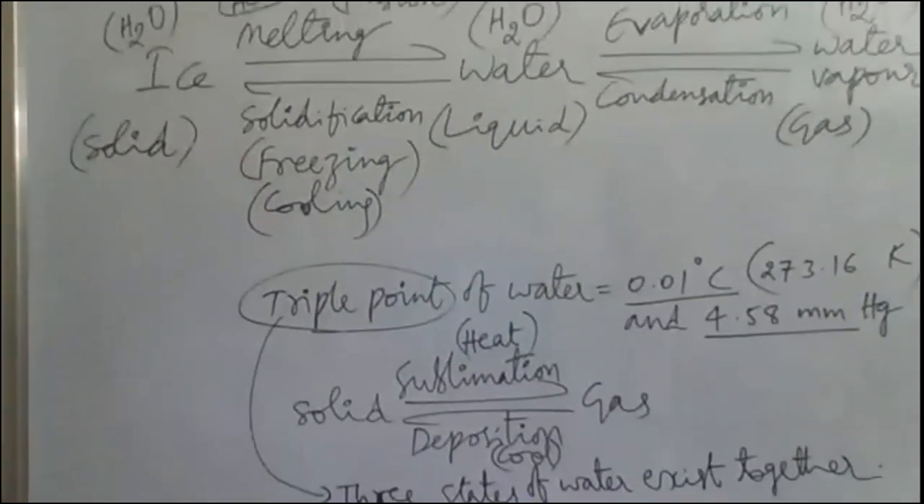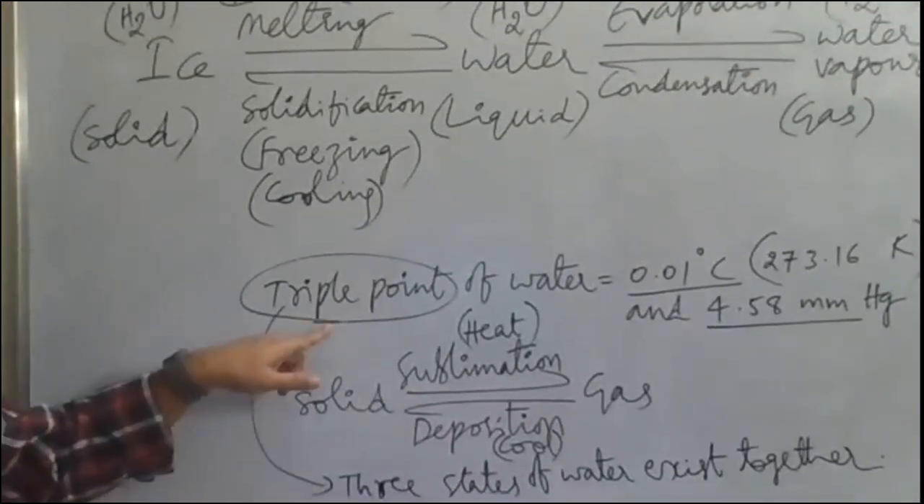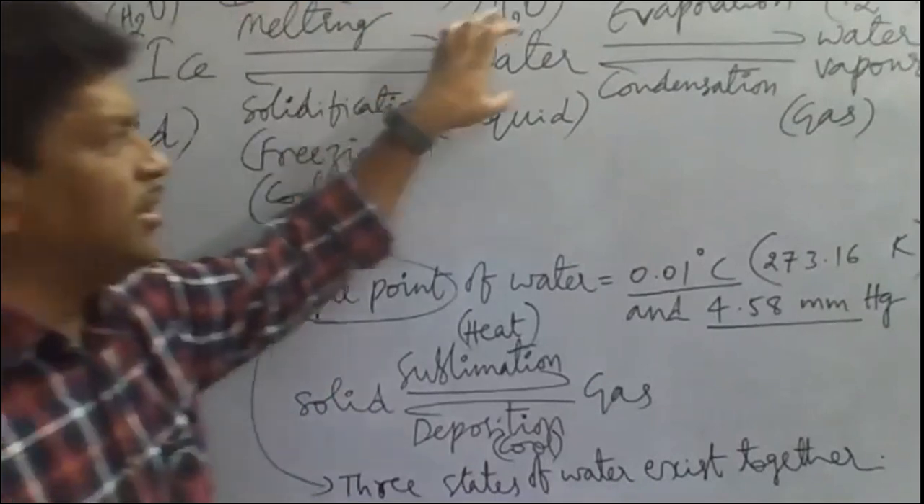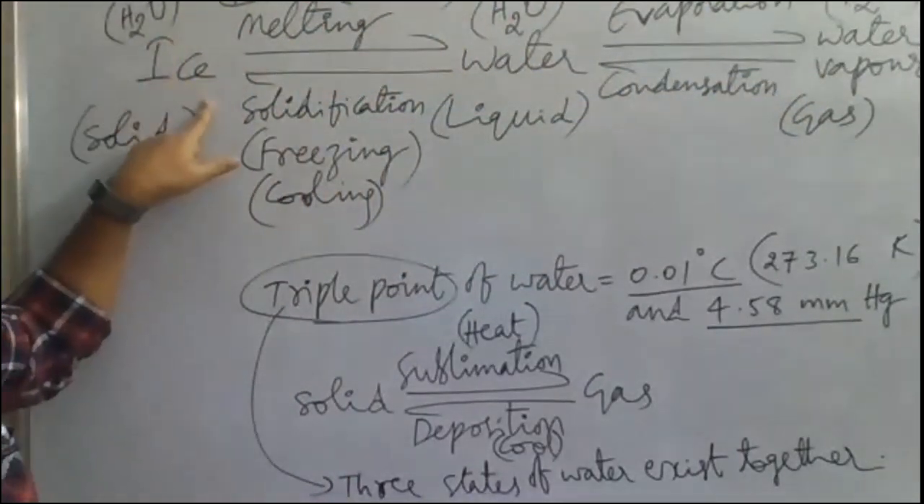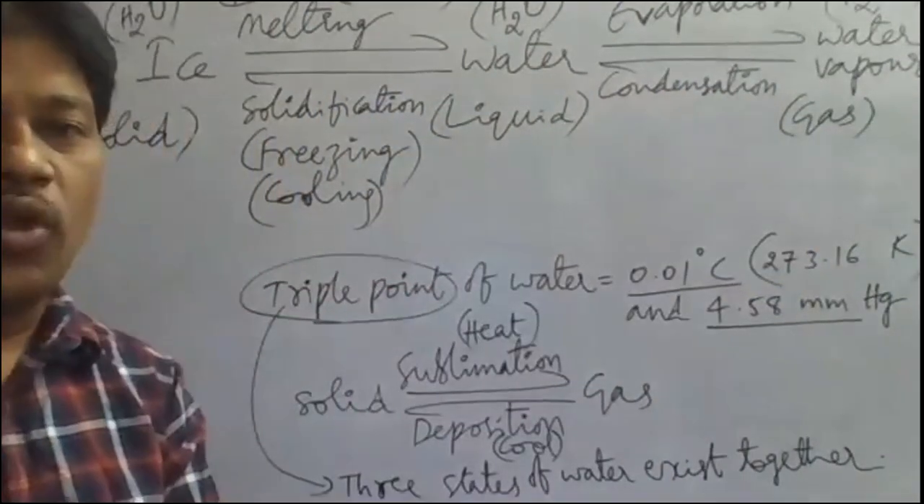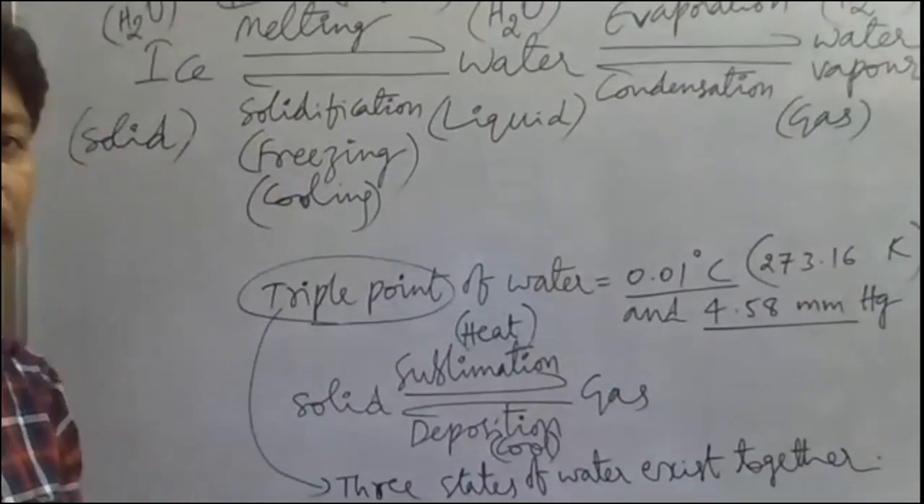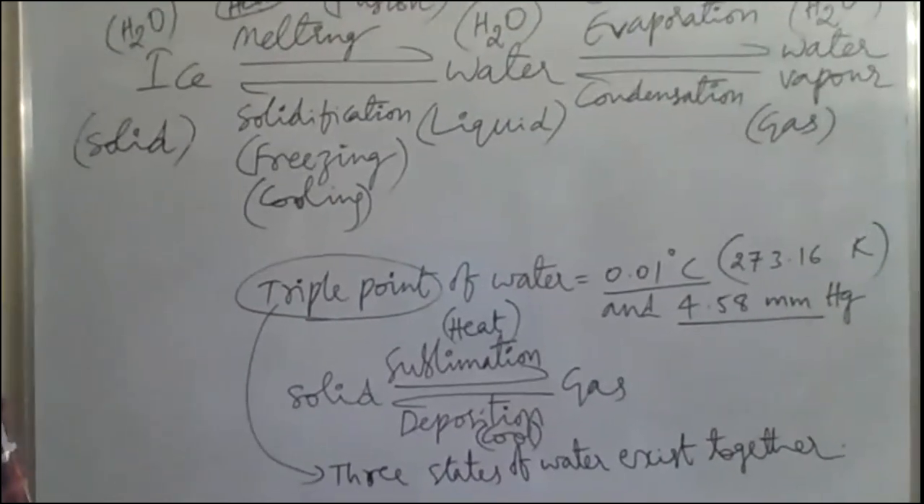Okay. Now coming back to this one here. One more condition is the triple point. What is this? A triple point means all the three states of matter. That means for H2O, solid state, liquid state and gaseous state, all the three states will be existing together.